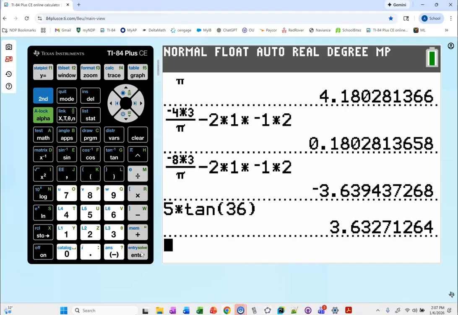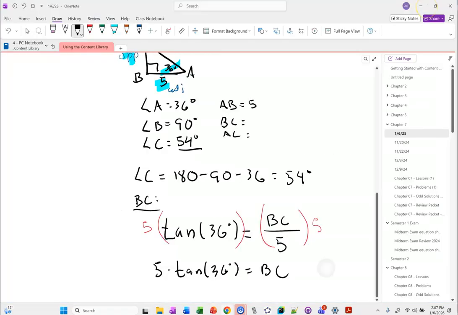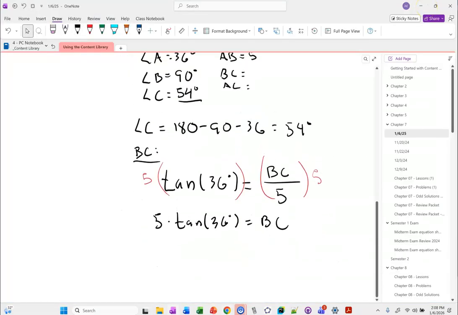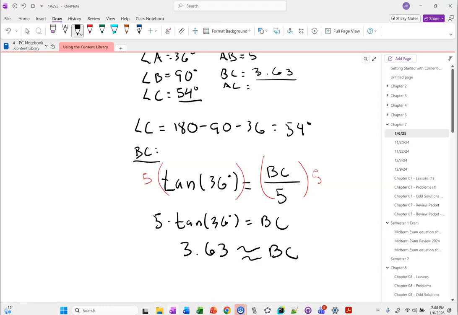Any questions about how I got this into my calculator or what I did here? Feel pretty good? Okay. One more thing to get, right? AC is the only thing I have left.